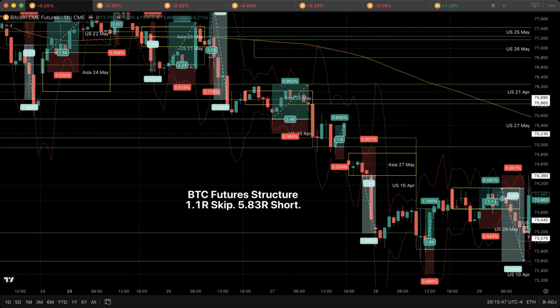May 28th, Asia gives the full lesson. The first long appears. The ratio is 1.1. It gets skipped. Then the upper side fails. The short appears. The ratio expands to 5.83. Price returns through the box. Then the trail moves through deeper memory. Same session. Different trade. The first setup tempts you. The second setup pays you.